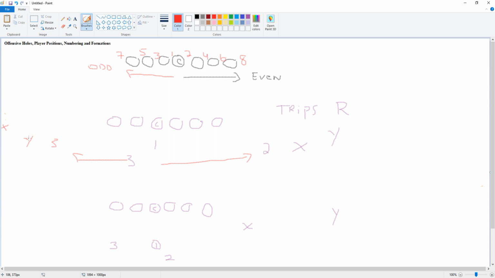Also on this one, we're going to designate the Z. So this one would be trips right, Z right. This could be trips left, Z right, he stays there, or trips left, Z left, then he would switch here.